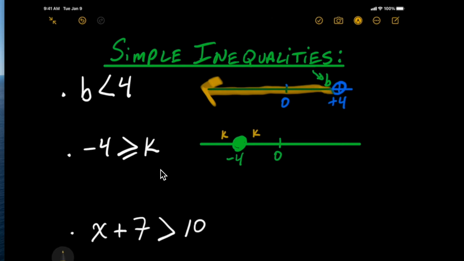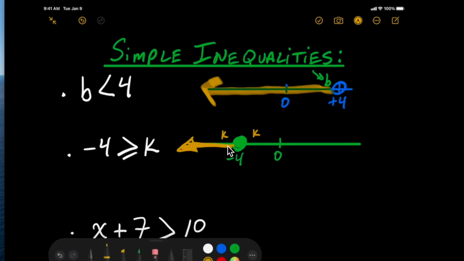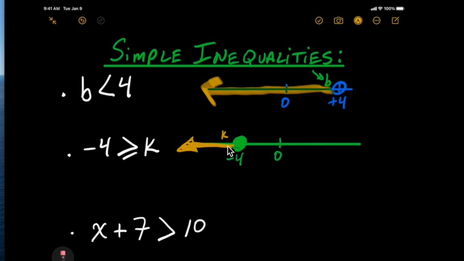We go back to our problem. They're looking for the region where k is less than or equal to -4. That's going to be this region. This is the region where k is less than -4. Why? Because k is to the left of -4. So now we can discard the other k, and that's our final answer.